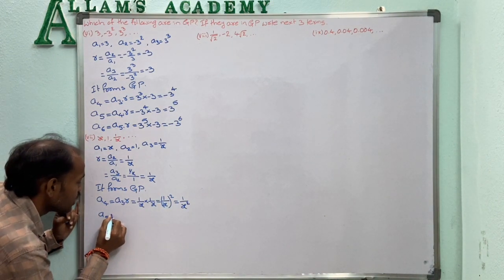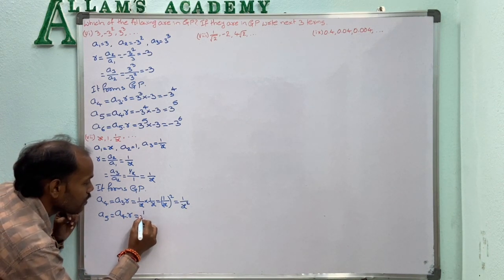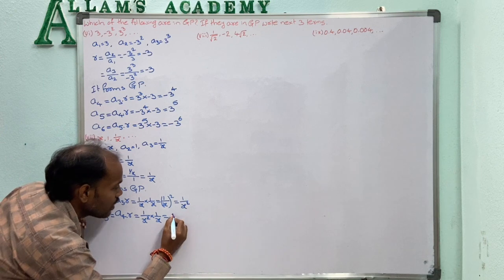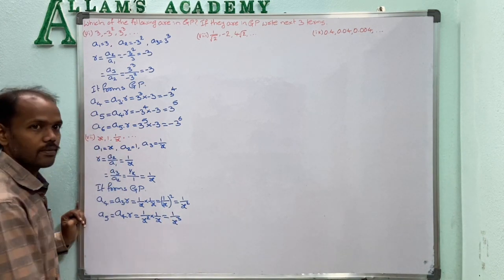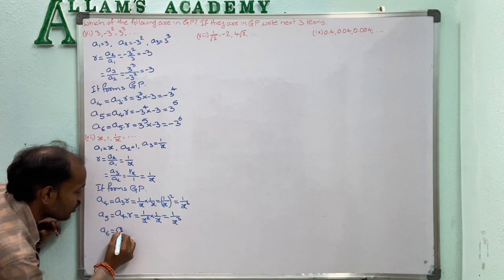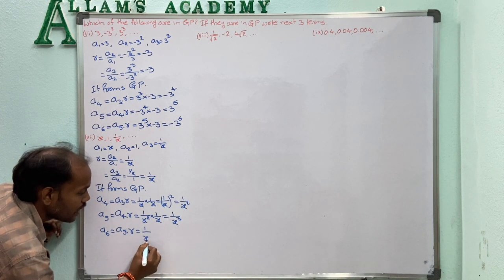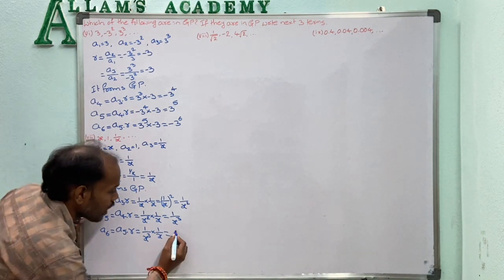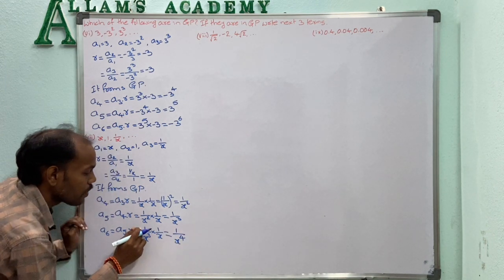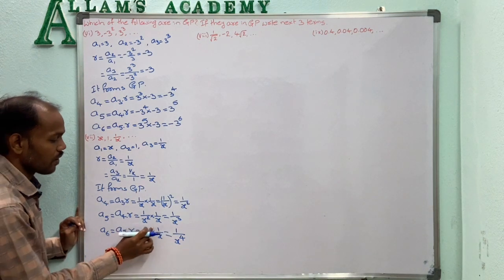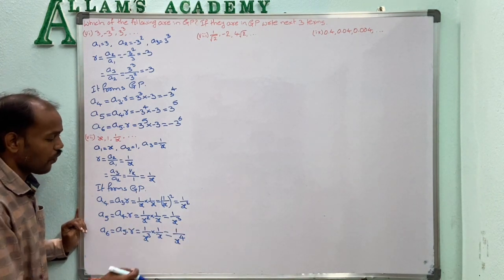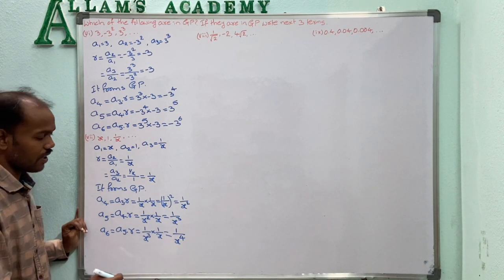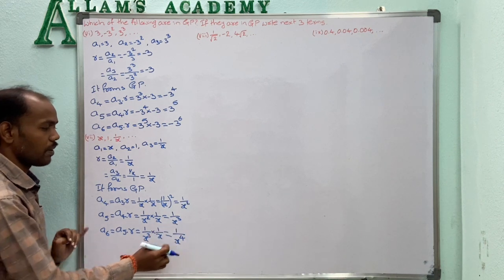Now the fifth term a5 is equal to a4 into r. The fourth term is 1 by x square into the common ratio r. So 1 by x square into 1 by x is 1 by x cube. Next, the sixth term a6 is equal to a5 into r, that is 1 by x cube into the common ratio 1 by x, which is 1 by x power 4. Numerator product, denominator product: 1 into 1 is 1, x power 3 into x power 1. A power m into a power n is a power m plus n, so the powers 3 and 1, 3 plus 1 equal to 4. That means 1 by x power 4.